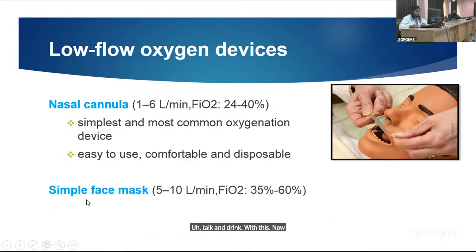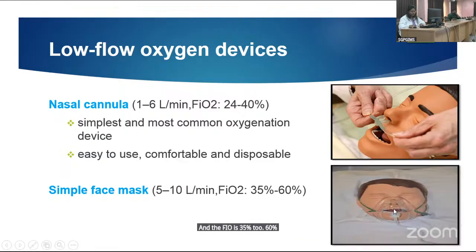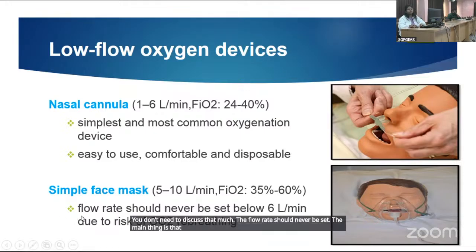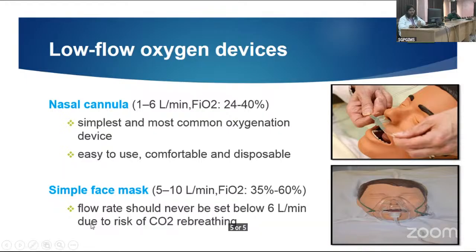Now coming to the simple face mask, the oxygen we can provide through this is 5 to 10 liters per minute, and the FiO2 is 35% to 60%. This is the face mask. As you all know about the face mask, we don't need to discuss that much. The main thing is that the flow rate should never be set below 5 to 6 liters, because there's a risk of carbon dioxide rebreathing.